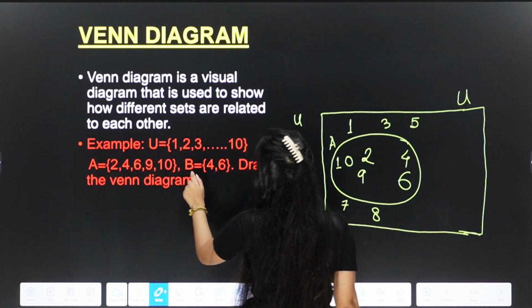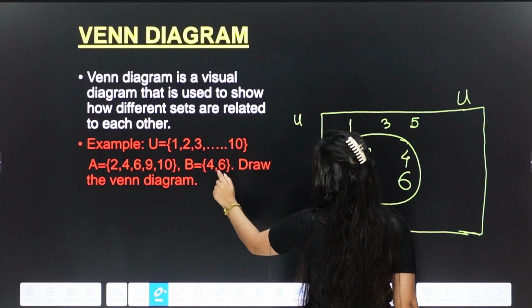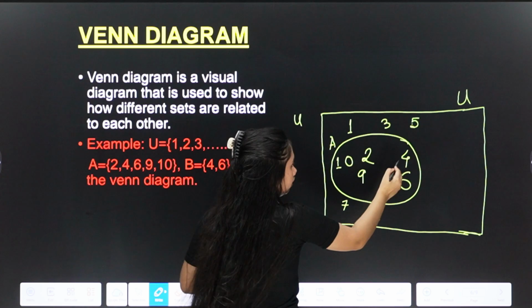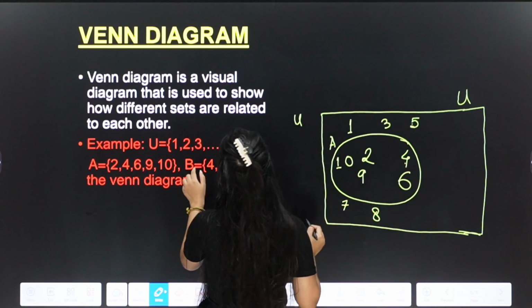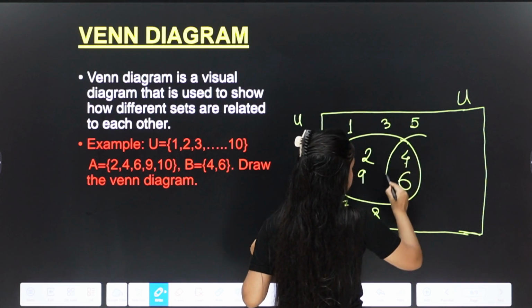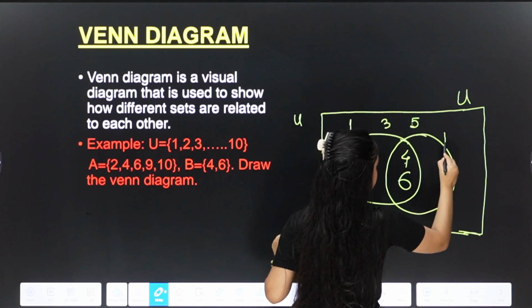And the second set, that is B equal to 4, 6. Here this 4 and 6 represent the set B. So we will draw the circle that is B.